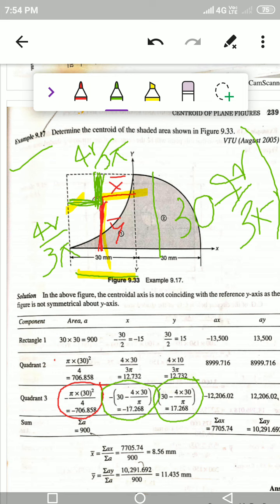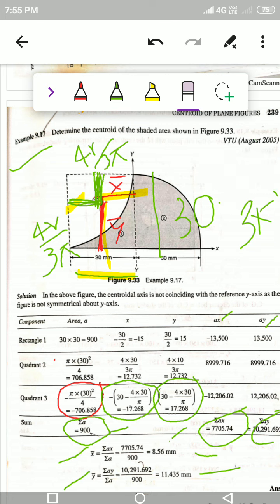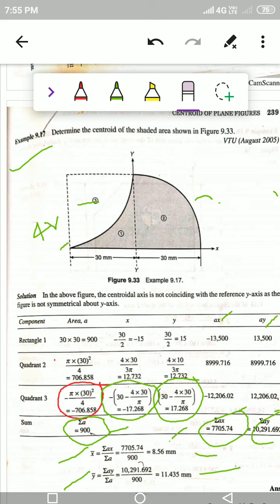Is it clear? The quarter circle formula is the same, but it is with respect to the center of the quarter circle. We want it with respect to the reference axis. Therefore these notations, 30 minus, have been considered. After that, the AX and AY calculation is similar. Calculate the summation of area, summation of AX and summation of AY. After that, substitute in the x bar and y bar formula. Then you will get the values. These values are the centroid of the entire geometrical figure, that is the shaded area.